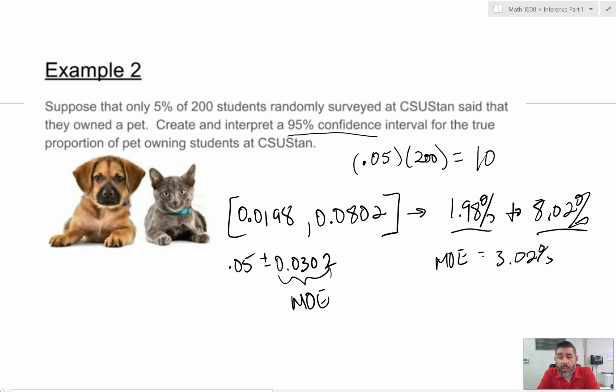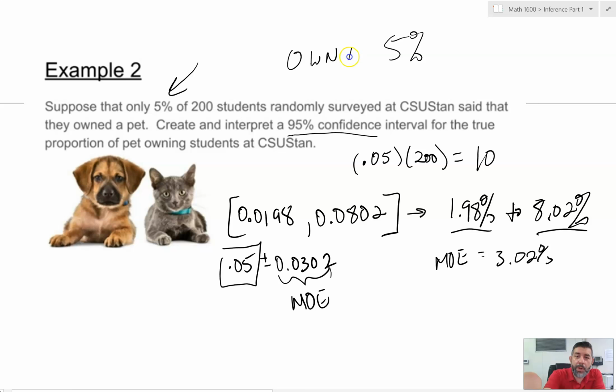Okay? Now, what happens in political polls is they'll give you this number and they'll say, in a survey done of randomly selected people, 5% say they own a pet. And then they'll say at the bottom in little tiny letters, margin of error is 3.02%. And so you have to do the math to say, it can be as high as 8 and as low as 1.98.